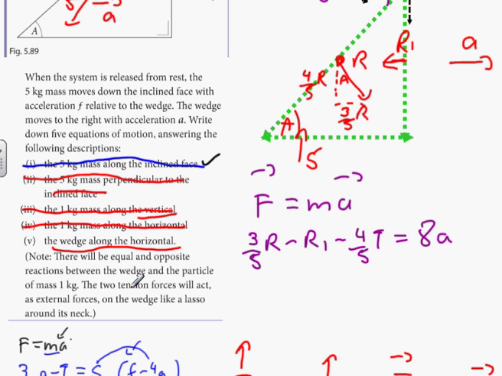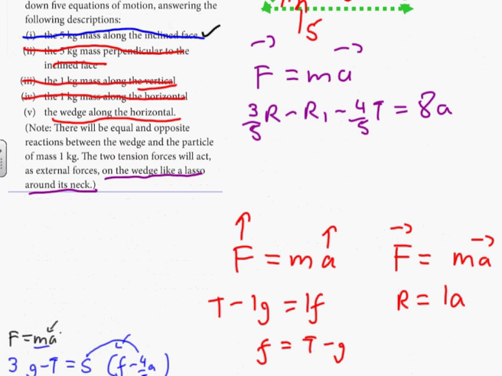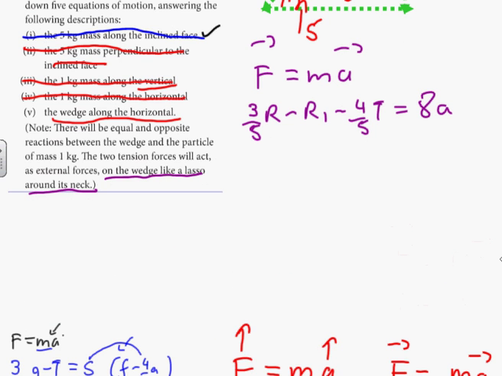So it states that the two tension forces will act as external forces on the wedge, also like the lasso around the neck. This is their explanation. I'm going to do one last equation just to show that it can be done. But do you know why the wedge is going left and right? You can also do a wedge going up and down. So I'll show you what I mean now.